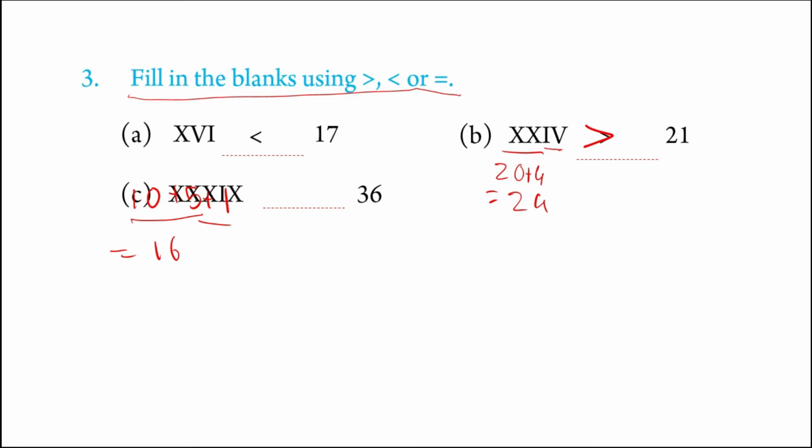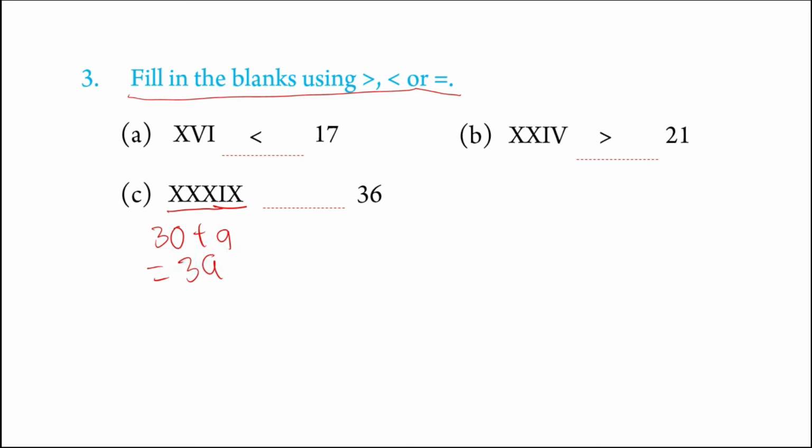Next is XXXIX. I will erase this rough work which I have done. Now XXXIX and then 36. So triple X means 30 plus IX means 9 is equal to 39. So 39 is greater than 36. D is XIV and 19. X means 10 plus I means 1 plus V means 5. But here it is I before V. That means here will be 10 plus 4 is equal to 14. So 19 is greater. Now I will erase this rough work once again.